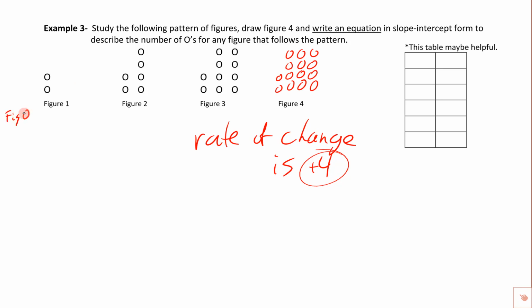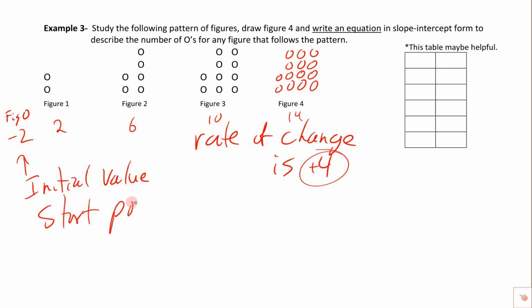Now again, this doesn't work in the physical world, but if we counted up the number that there were, 2 here, there were 6 here, there are, let's see, 10 here, and there are, if you add those up, 14 here. So if we go backwards, on figure 0, this would be negative 2. And then we've kind of got this pattern where we're adding 4 every single time. So this right here is the initial value, okay? The start point, or the y-intercept.